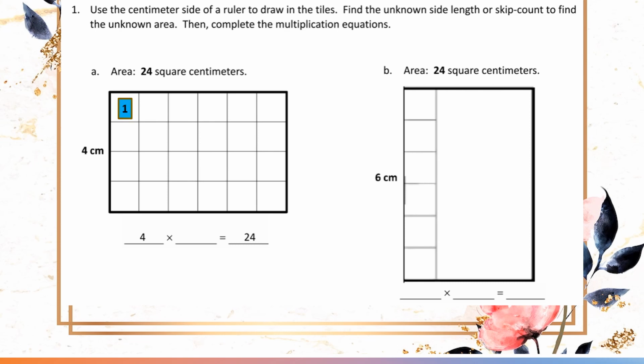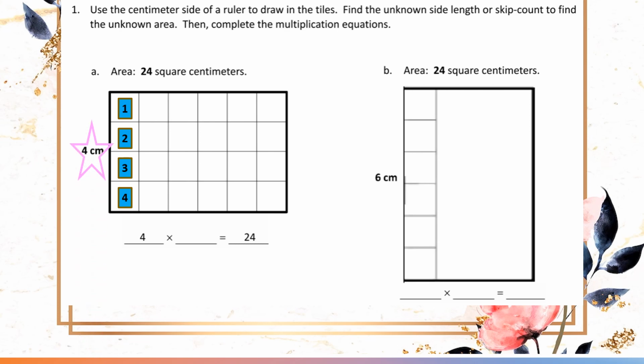So for our length side, we have 1, 2, 3, 4 square centimeters. So that's our length, 4. Now let's go ahead and count the square centimeters for the width.